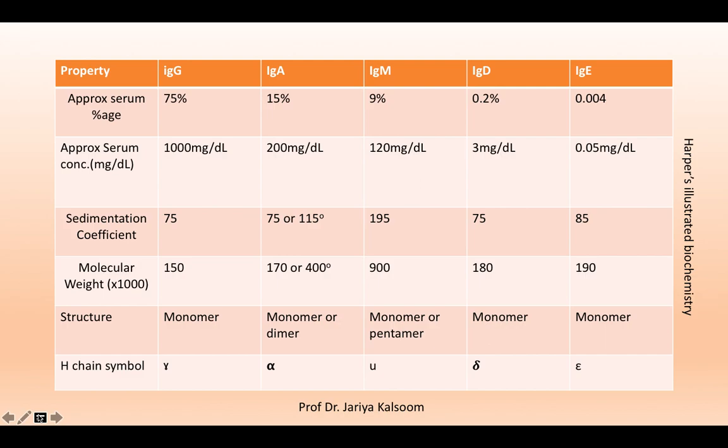Approximate percentage wise distribution in serum for IgG is 75, IgA 15, IgM 9, IgD 0.2 and IgE 0.004. Approximate serum concentration in milligrams per deciliter for IgG is highest at around 1000, IgA 200, IgM 120, IgD 3 and IgE 0.05.